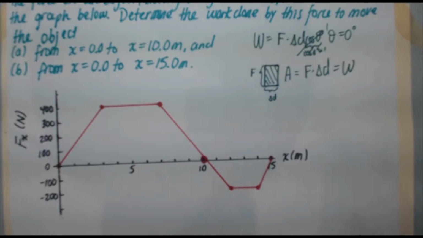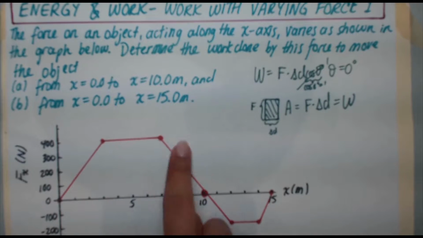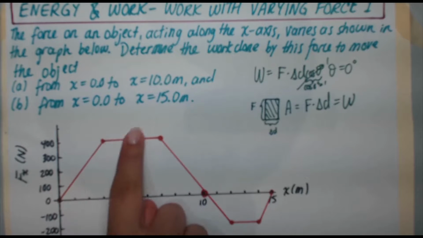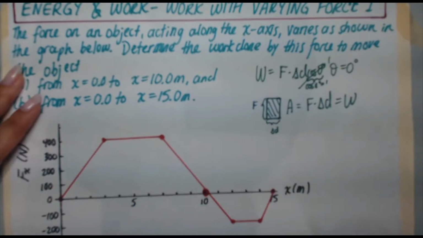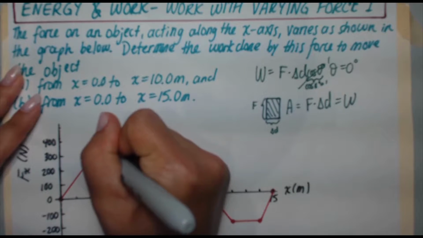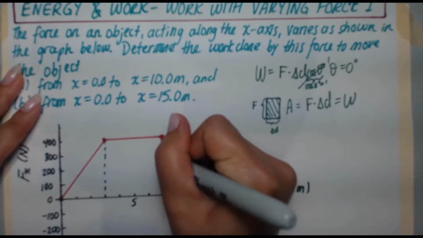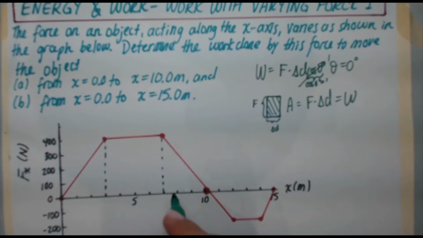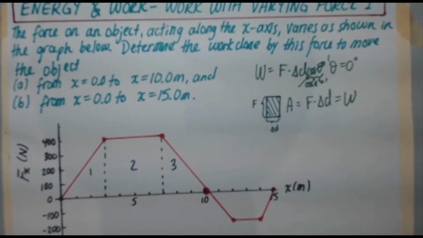the work done. For example, for A, from x equals 0 to x equals 10, that's right here above the x-axis. To find the work done, we're going to find the area of this entire trapezoid. Instead of just calculating the area of a trapezoid, we're going to break this up into simpler shapes. I'm going to take this point, drop it down to the x-axis, take this point, drop it down to the x-axis, and break this big shape up into 3 components: 1, 2, and 3.